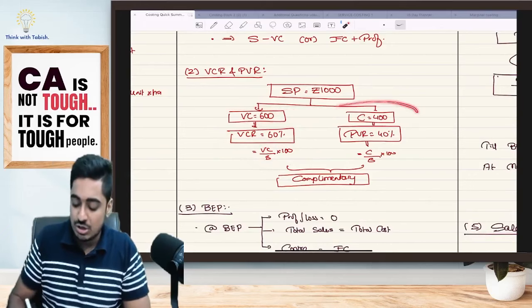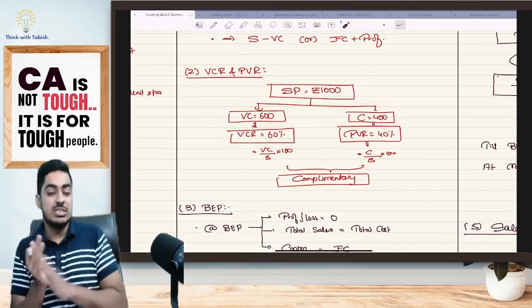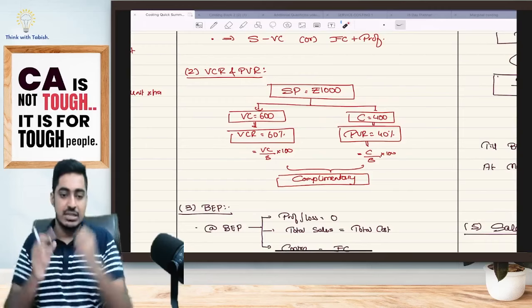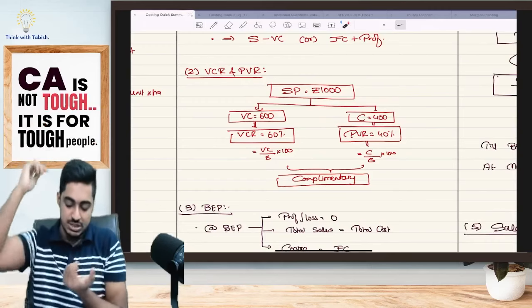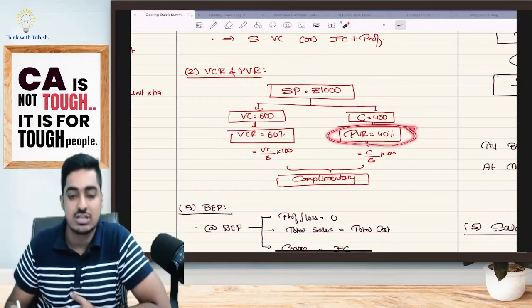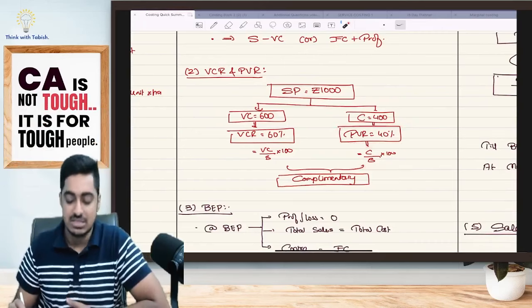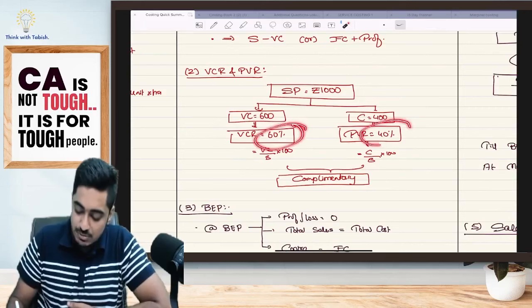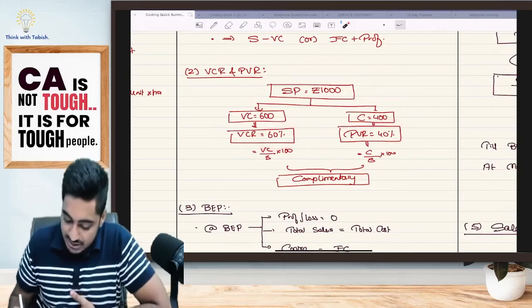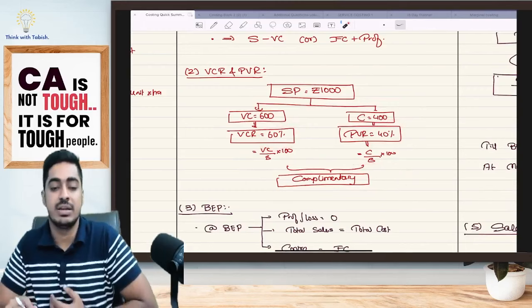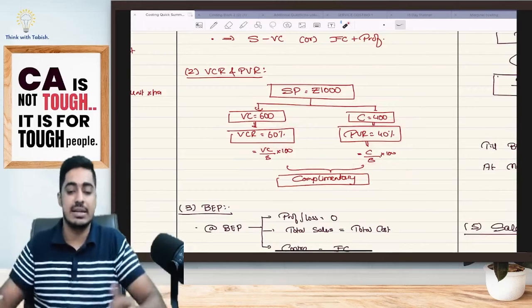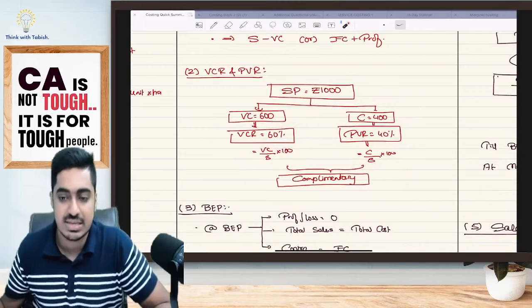Tell me how much contribution I earned. 400. How much percentage contribution am I earning? Out of 1000, 40%. It is called the PV ratio, profit volume ratio. It is nothing but contribution divided by sales. This is 60%, this is 40%. If you add, it is going to be 100%. That means they are complementary. If one is known, the other can be calculated.